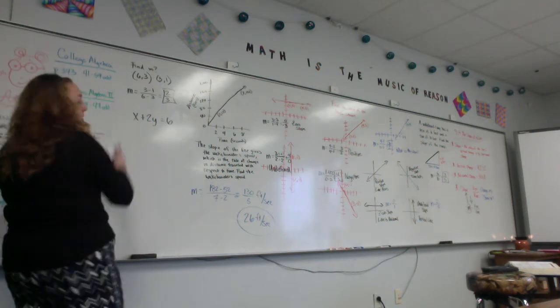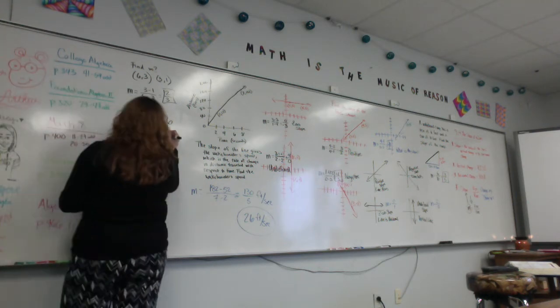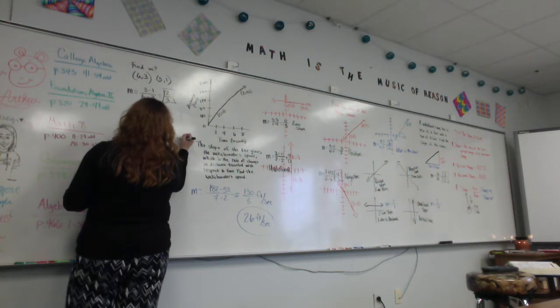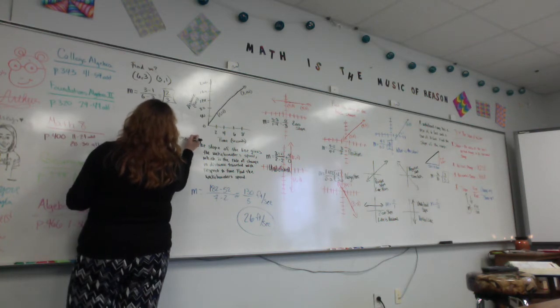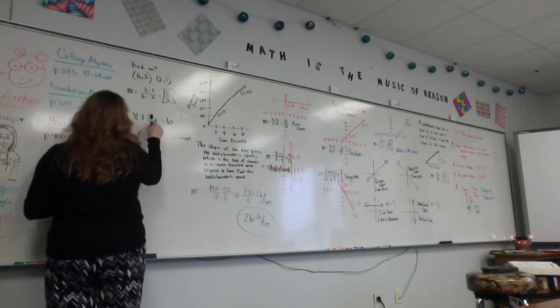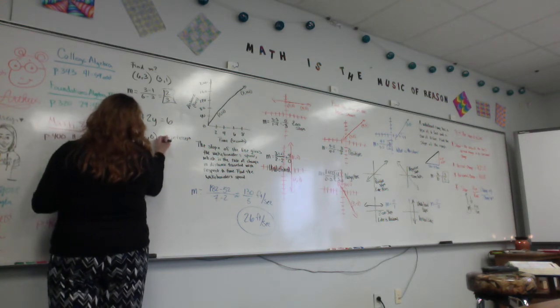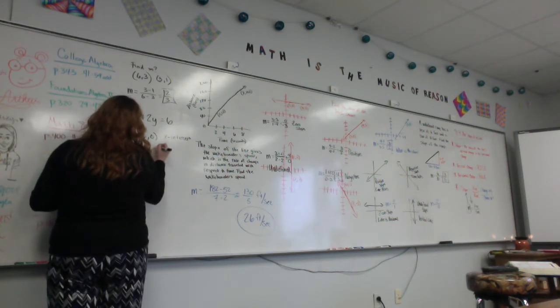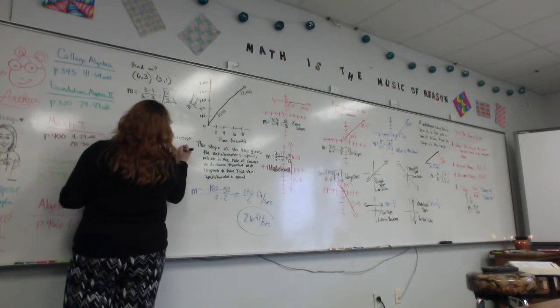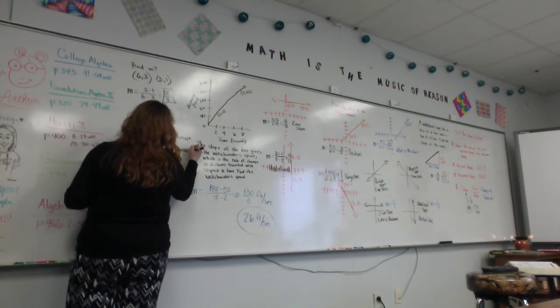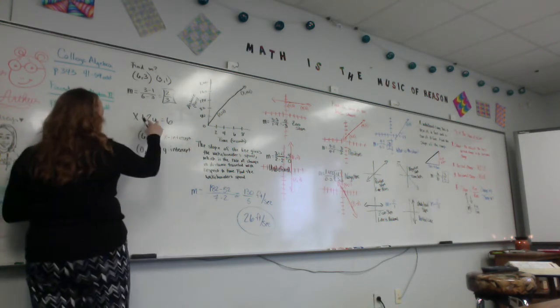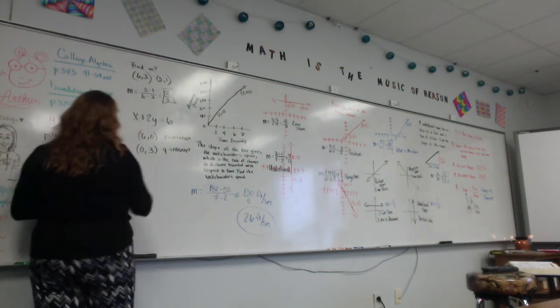Okay, so let's start with that. What's my X intercept? 6. Yeah, it is going to be 6, because I plug 0 in here, right? And it's just x equals 6. So 6, 0. Okay, what's my Y intercept? 3, because I plug 0 in here and I divide by 2 and you get 3, okay?